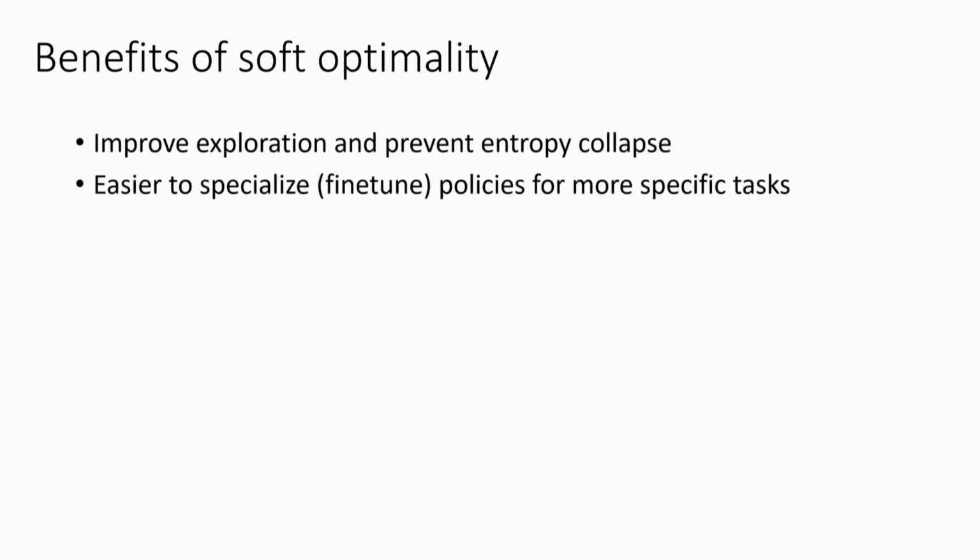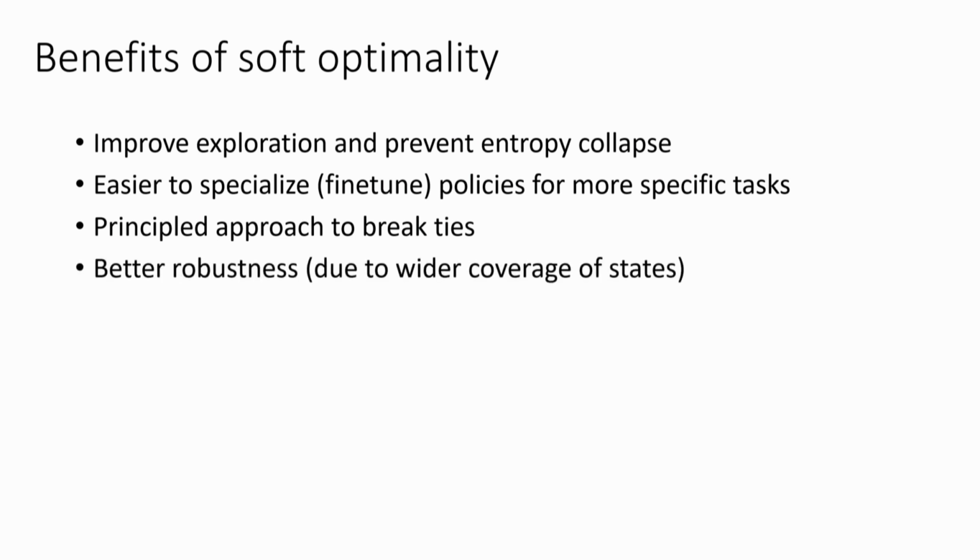It turns out to be especially easy to specialize or fine-tune policies trained with soft optimality for downstream tasks. Because if your policy doesn't collapse to a very deterministic behavior, it might be then easier to specialize it to new behaviors later on. We'll see some examples of this in a second. It provides a principled approach to break ties.